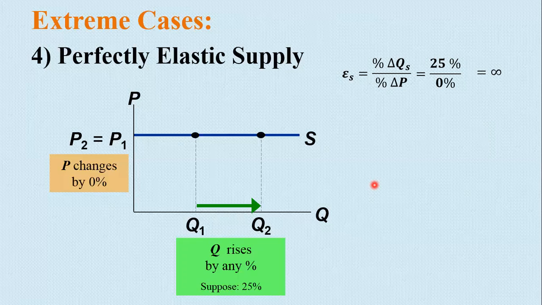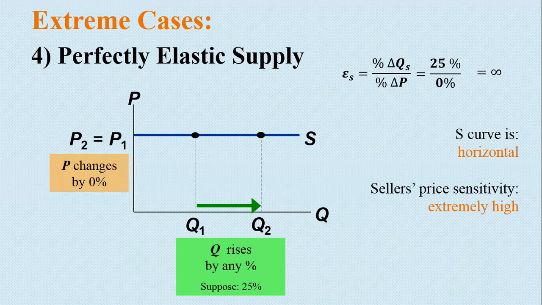We call this an extreme case because these do not happen continuously; they happen at one particular moment, or at a decided or designed moment. In this situation, the supply curve is horizontal and the seller's price elasticity is extremely high, because even with no change in price, the quantity supplied changes a lot. And elasticity is equal to infinity.